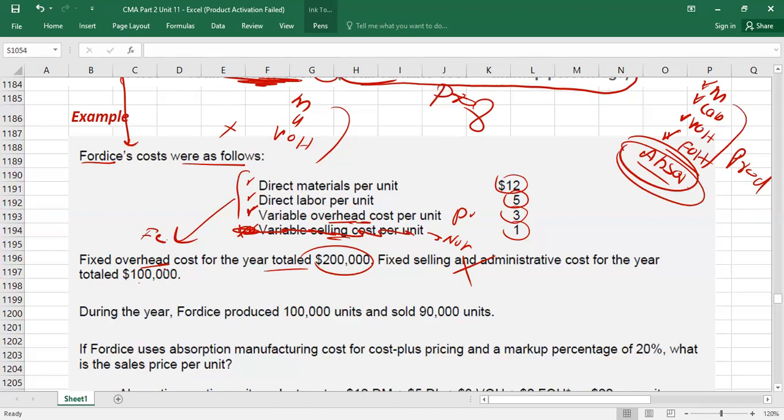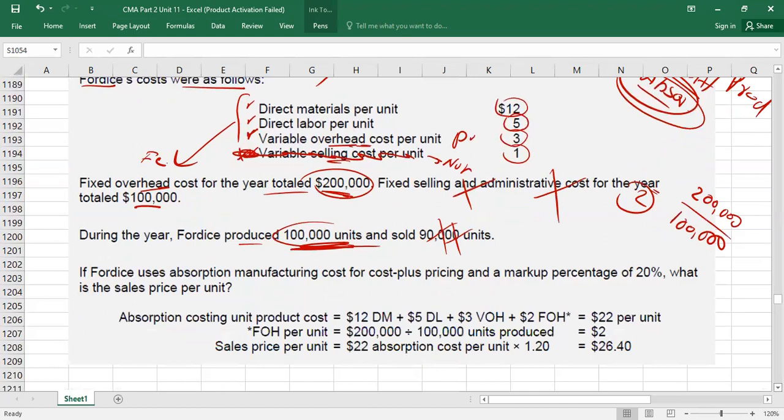So here we have what? A fixed overhead cost for the year total of 200,000. This fixed selling and administration cost for the year is 100,000. This is irrelevant. So during the year, the company produced 100,000 units and sold 90,000. Whatever units you have sold is irrelevant to calculate the fixed cost, because under absorption costing you calculate fixed cost per unit. So you have to take fixed production cost, which is 200,000, divided by units produced, which are 100,000 given here. Units produced, not sold. Understood? So this will give you $2 per unit.